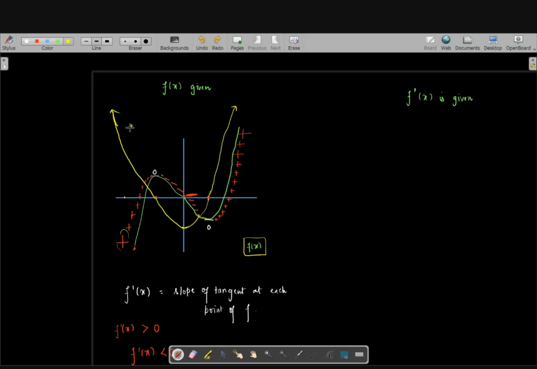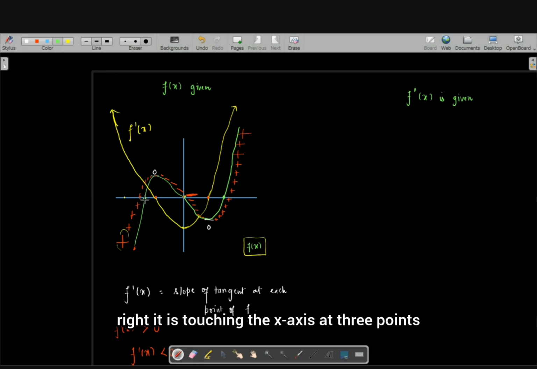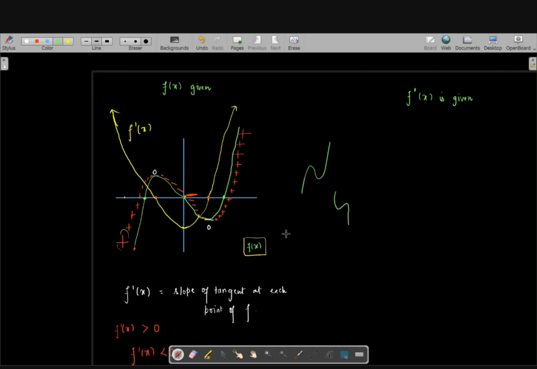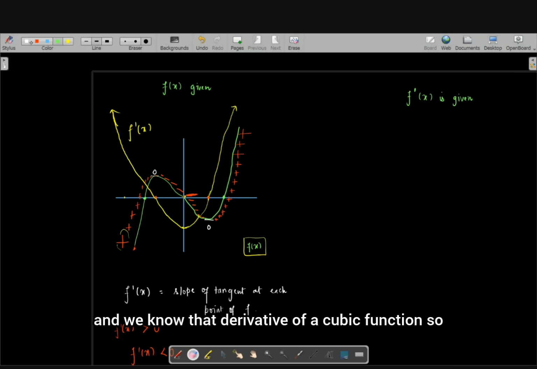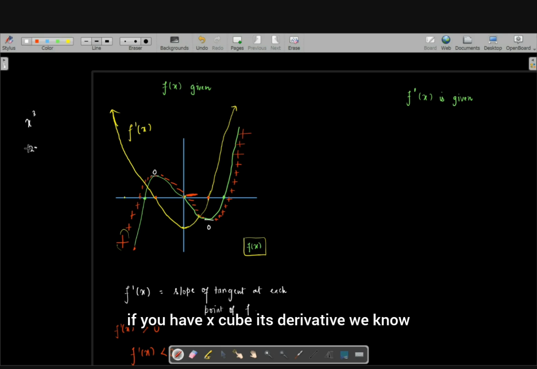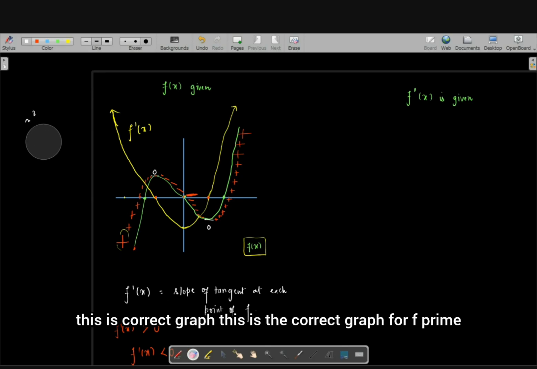And if you want to verify if your answer is correct, you can do that. So if you see the green graph looks like a cubic function, right? It is touching the x-axis at 3 points. And we know that graph of a cubic function is like this. This increasing cubic function, and this is decreasing. And we know that derivative of a cubic function, so if you have x cubed, its derivative is 3x squared, which is quadratic. So the yellow graph that we have got, that looks like a parabola, which is quadratic, right? So that means this is the correct graph for f prime.